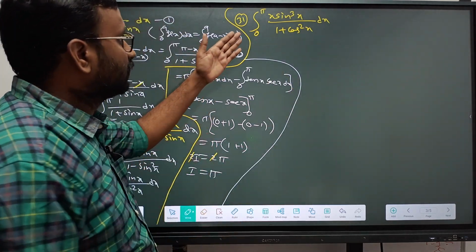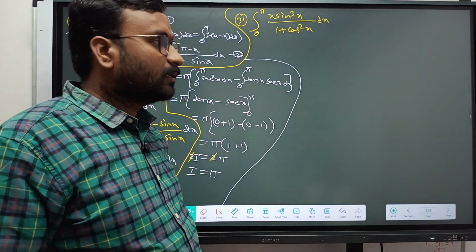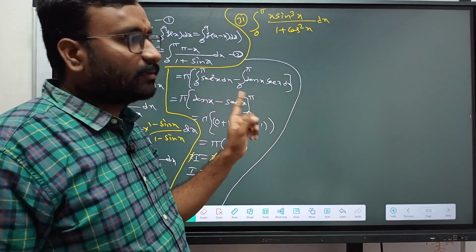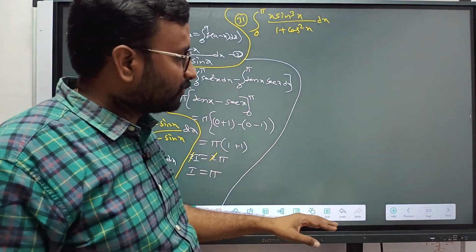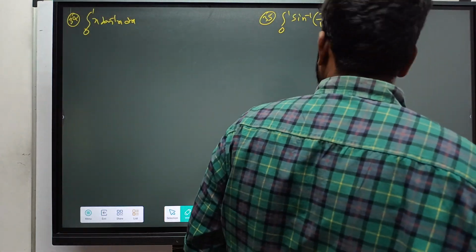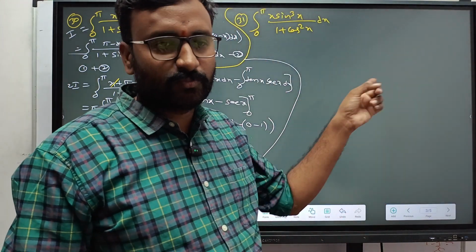See, one more question: integral 0 to pi of x sin cube x by 1 plus cos square x dx. Same process by the property, same expansion. How many questions more? 1, 2. Okay, so we will discuss from here onwards more questions.